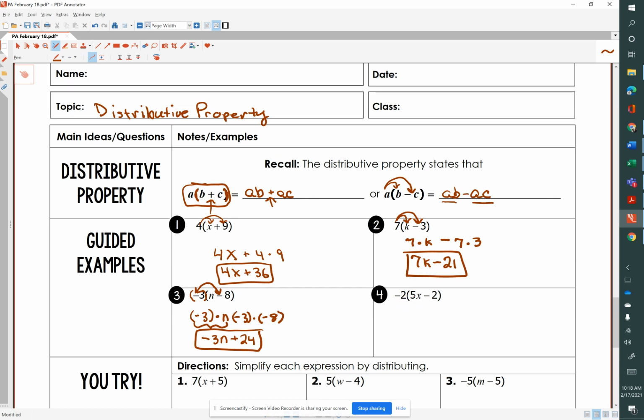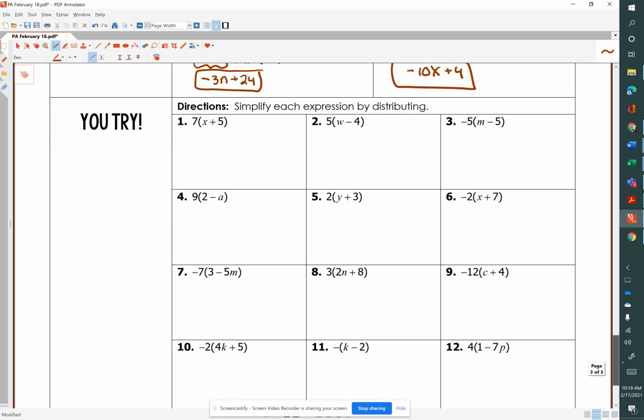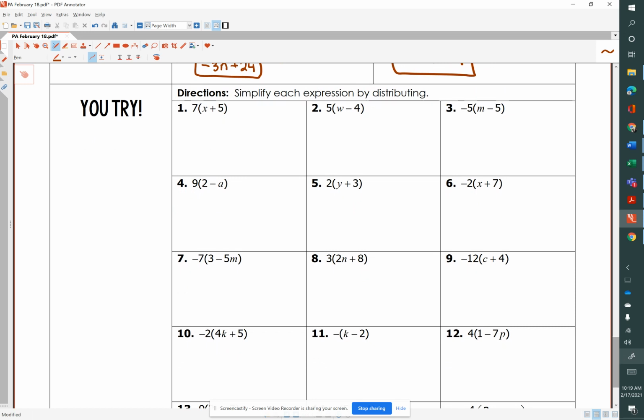We have negative 2 times 5x. So negative 2 times 5x will give us negative 10x. But then negative 2 times negative 2, that portion of the expression will give us positive 4. And then that is our final answer. So I'd like you to try 1 through 15 and then come back and let's see how you did. I will do them in the meantime.